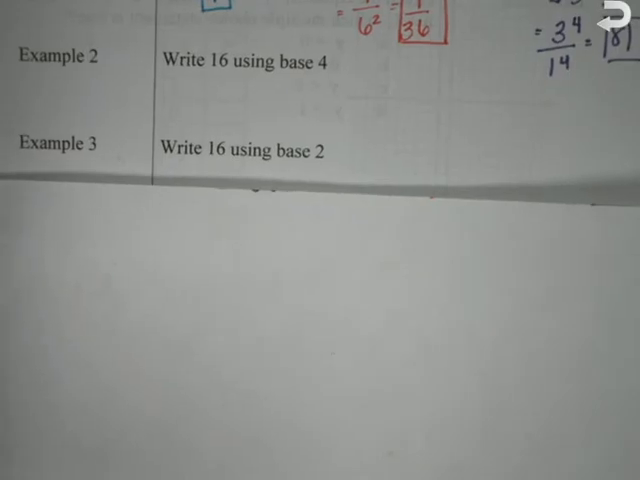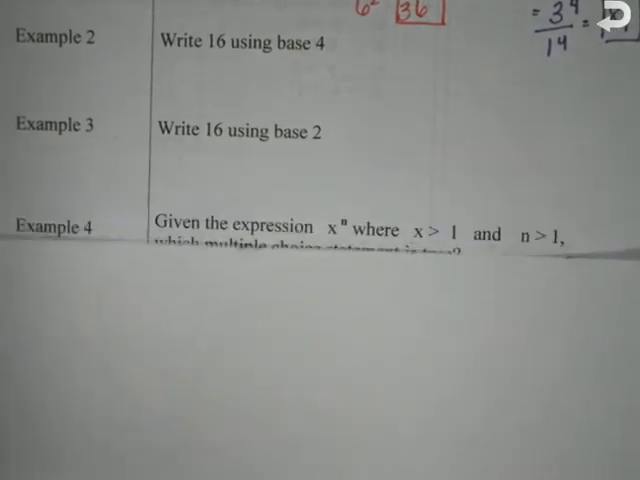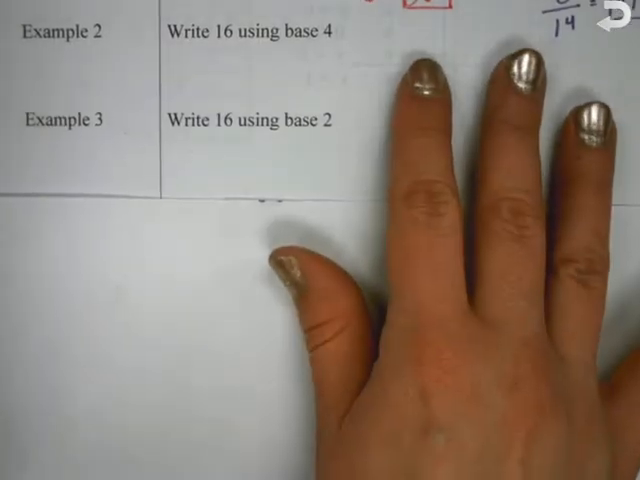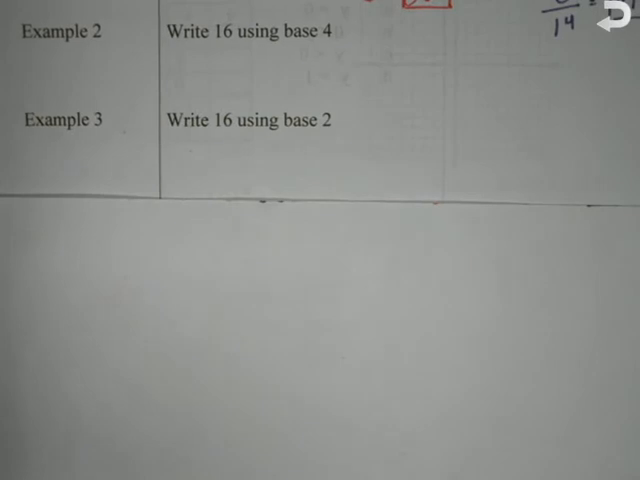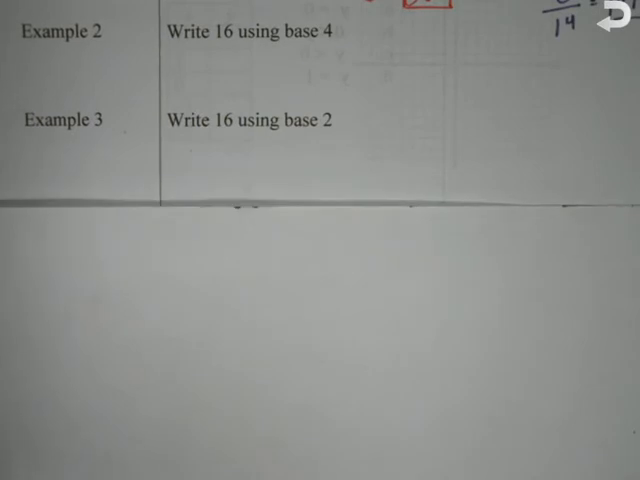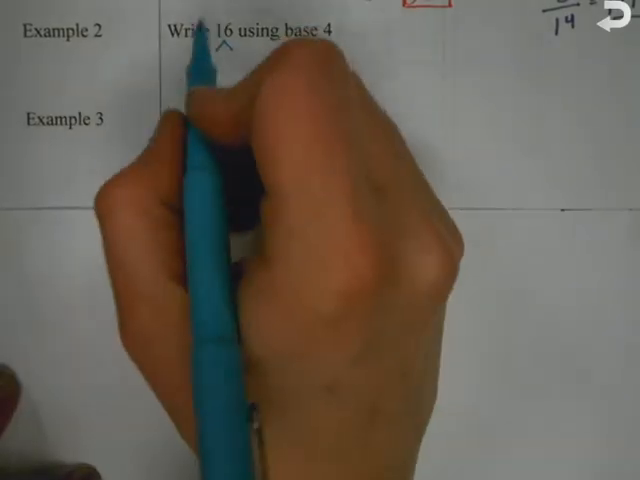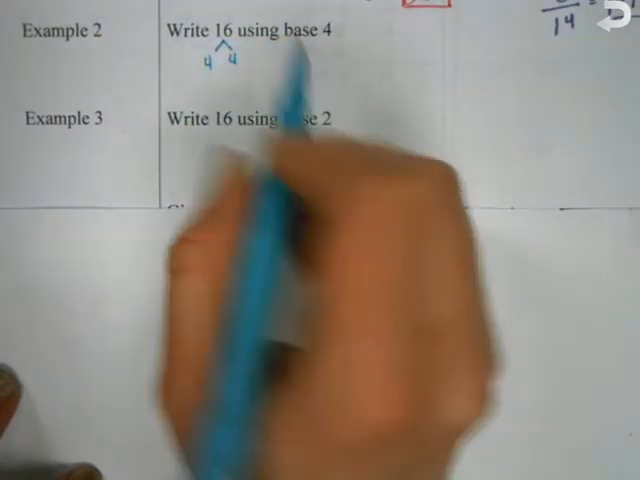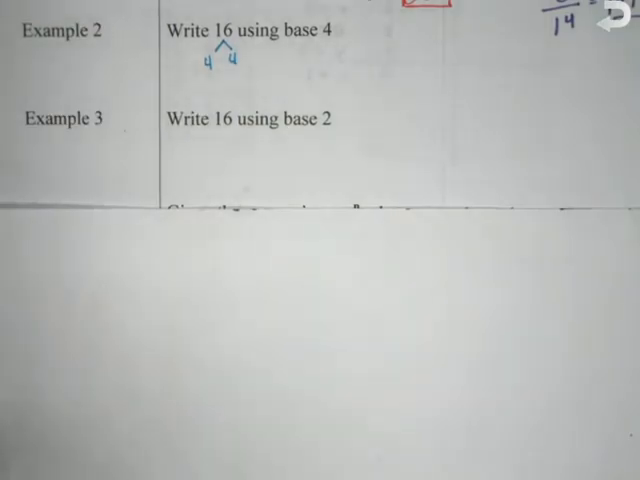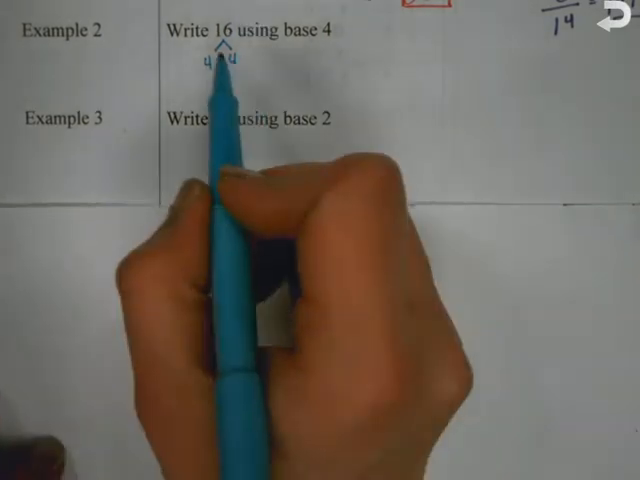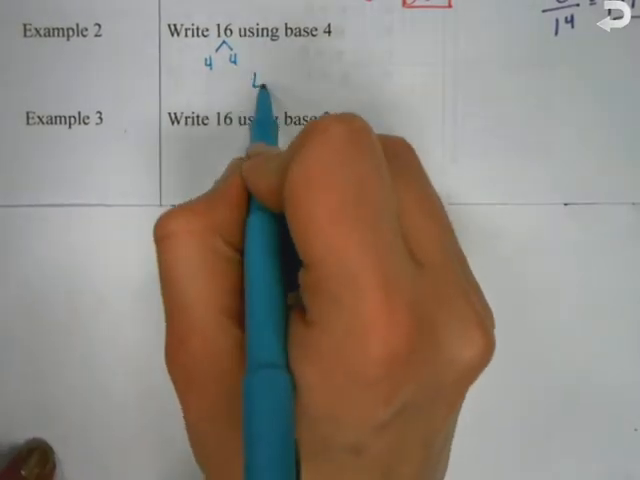So, for examples 2 and 3, now I want you, and this is going back to what we did on Friday after the final, to write 16 using a base 4. So I need to be able to break up 16 using a base 4. How could I do that? 4 and 4. What's the base 4? Base 4 means that that's the number being raised to the exponent. So how would I write 16 using a base 4? 4 to the 2nd power.